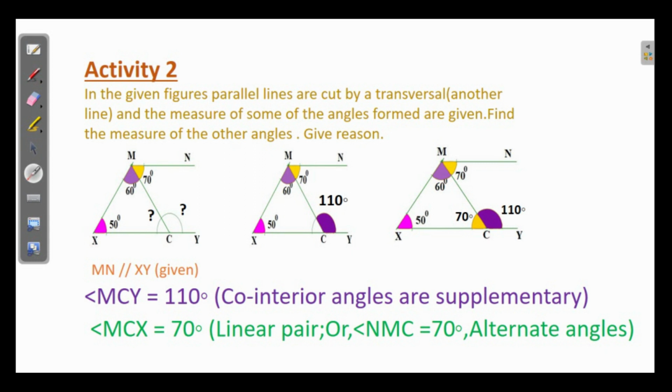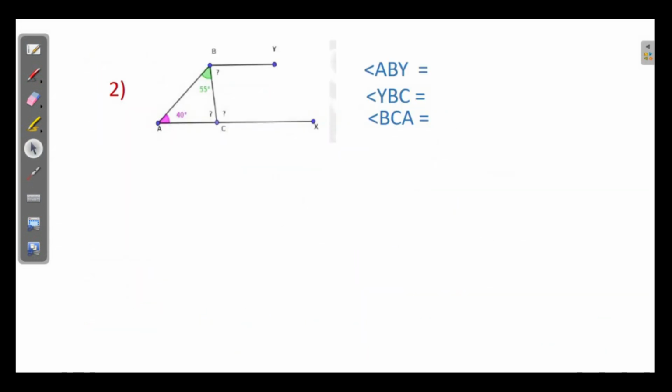Okay, the next question is, let us draw one more figure. Then in this figure, first we have to find angle ABY. Here parallel lines AX and BY. In the other figure we have seen this large angle is the co-interior angle of this angle. So 40 plus 140 will give 180 degrees. So this angle is 140 degree. That we may write here, 140 degree.